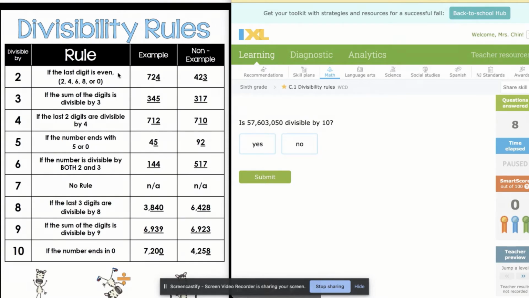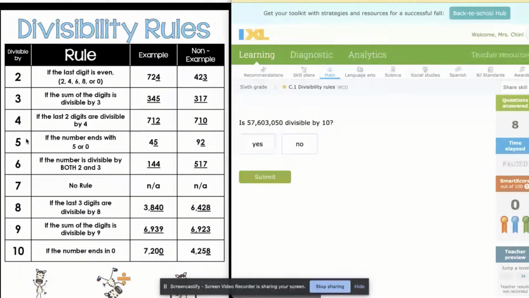So let's go through these divisibility rules real quick. Some of these you probably already know. For example, a number is divisible by 2 as long as the last digit is even. If you forget what that means, the last digit or the ones place has a 2, 4, 6, 8, or 0. In this example, since 724 ends in a 4, we know that it is divisible by 2 because 724 is even. A non-example here, 423, that's an odd number, so I know it's not divisible by 2. Okay, so that one you might already know.